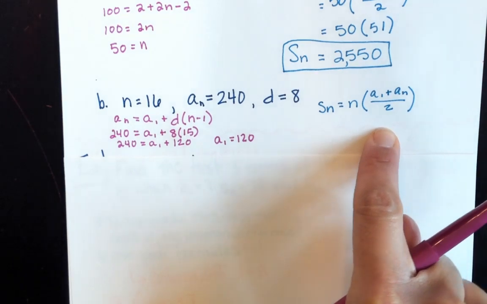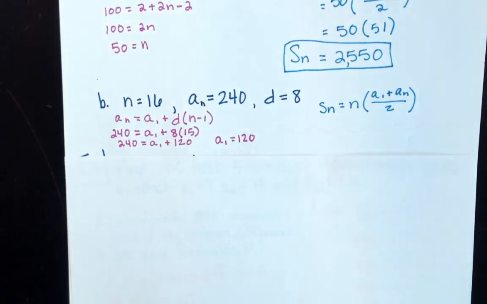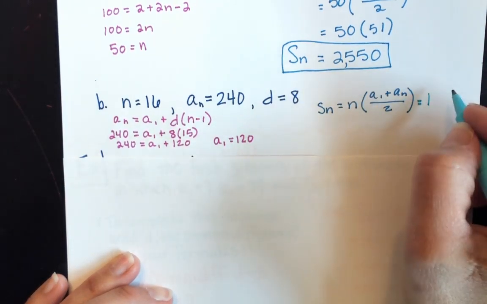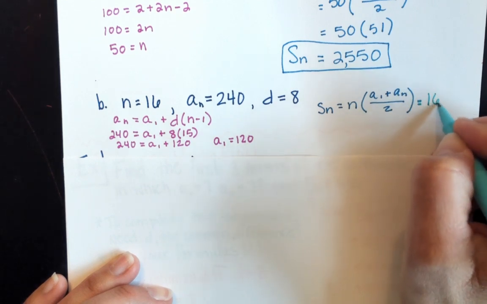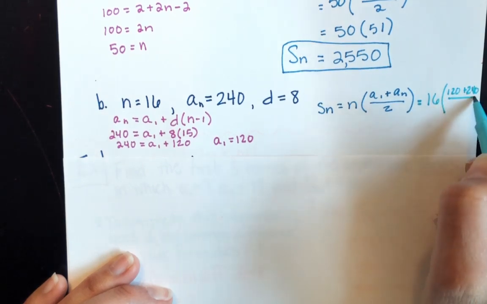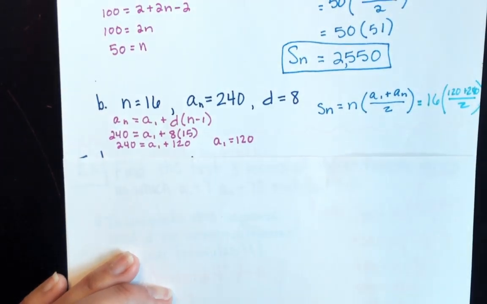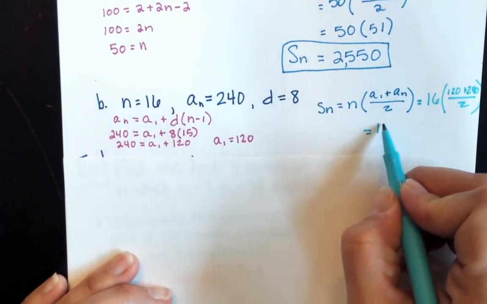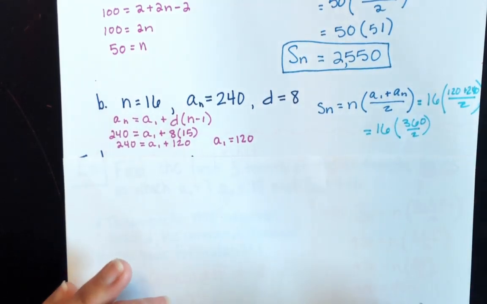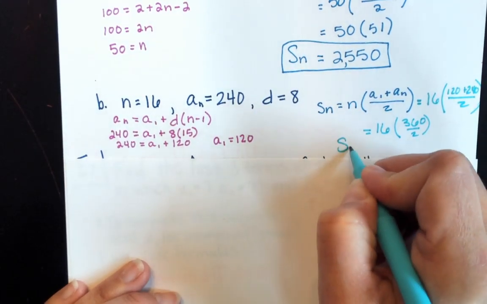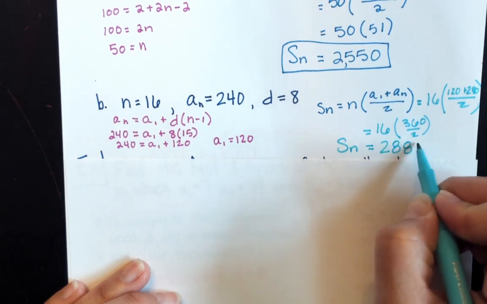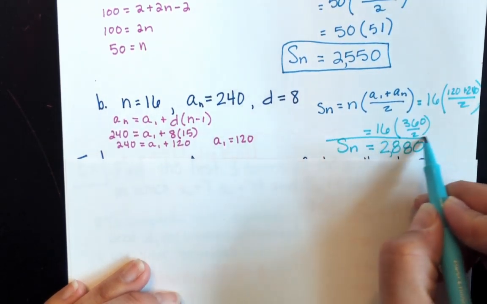Now I have enough to plug in here. So 16 times 120 plus 240 divided by 2 is 16 times 360 divided by 2. And we find out that the sum of that entire list is 2,880.